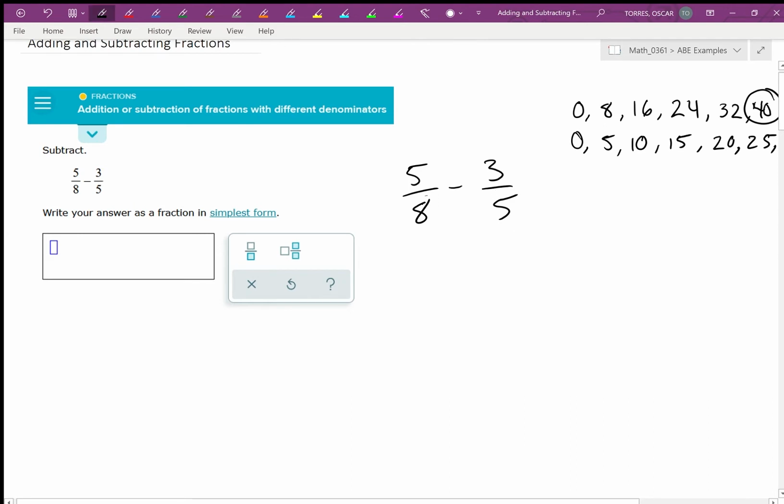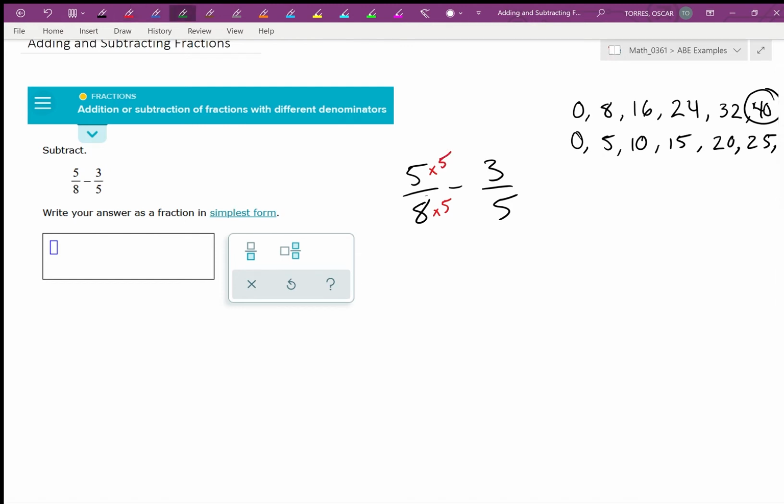Now the question is, how do I do that? What can we multiply 8 by to turn it into 40? We can multiply 8 by 5, because 8 times 5 would give us 40. Now, because we're changing the denominator of this fraction, we need to multiply the top by that same value. So if I'm multiplying the 8 by 5 to turn it into 40, I'm going to multiply the 5 by 5 as well.